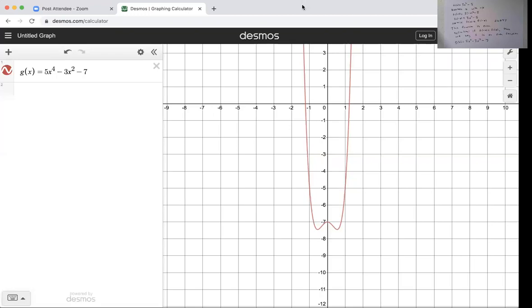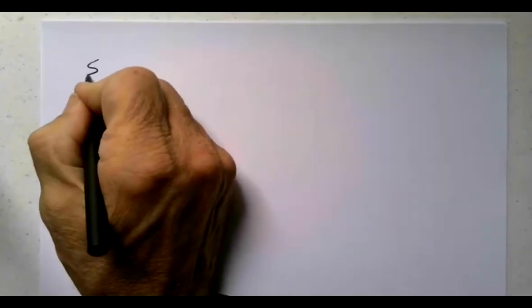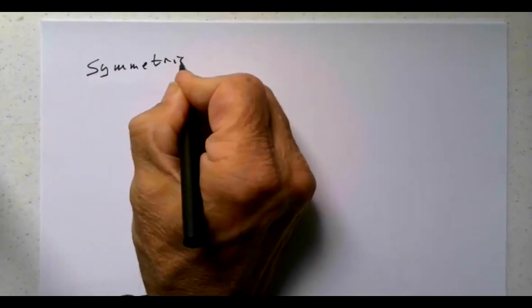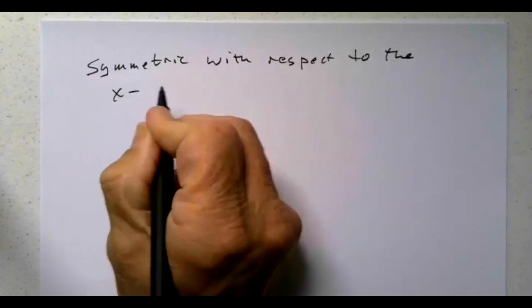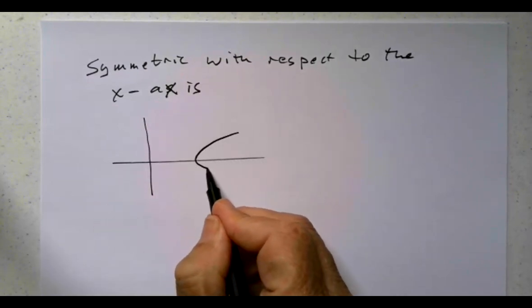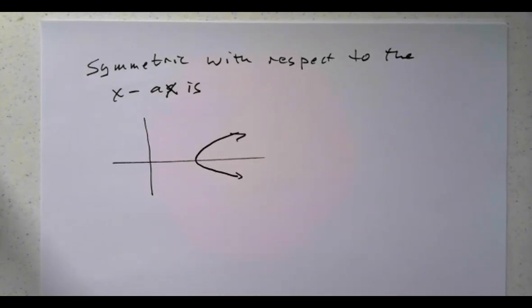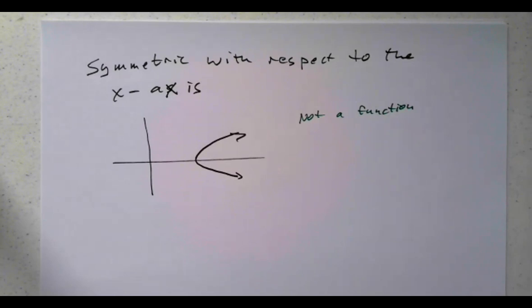Now, if we're looking at something that is going to be symmetric with respect to the x-axis, take a look at that. If you fold it over the x-axis, the points will match. Something like this, assuming I've drawn it correctly, is indicating something that is symmetric with respect to the x-axis. But I want you to notice, this is not a function. It does not pass the vertical line test.